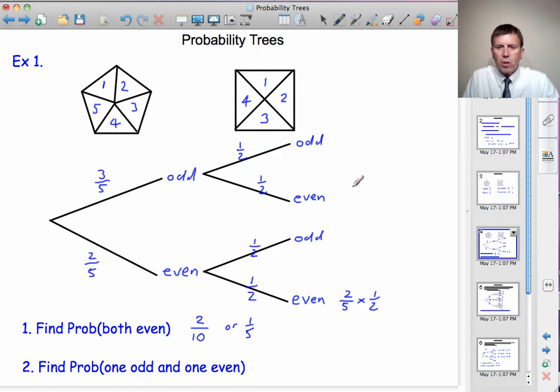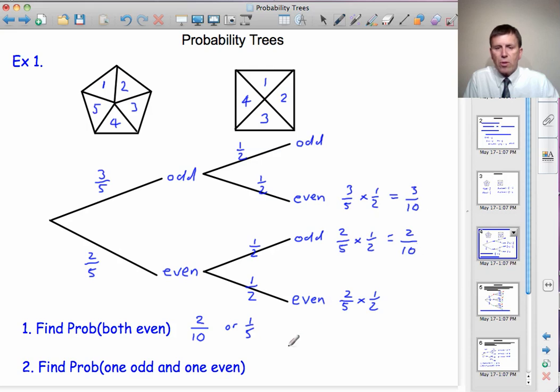So let's work out the first one. This one is 3/5 multiplied by a half. 3 times 1 is 3, 5 times 2 is 10. This second one, 2/5 multiplied by a half. 2 times 1 is 2, and 5 times 2 is 10. And it's not worth cancelling these fractions in probability because if we need to add things together, we want a common denominator anyway. So this happens, one odd and one even, if that happens or that happens.